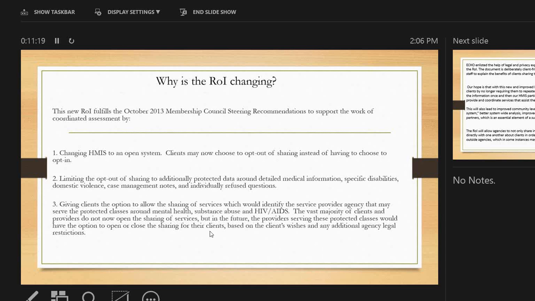And last of all, it also gives clients the option to allow the sharing of services, which would identify the service provider agency that may serve a protected class around mental health, substance abuse, and HIV or AIDS. The vast majority of clients and providers right now do not open the sharing of services, but with this new ROI, clients will have the option of requesting that those services be shared if they think it can improve the services that are provided by the community.